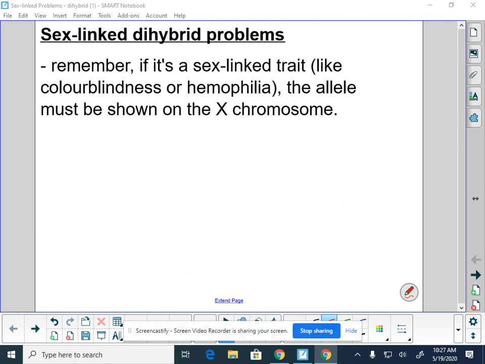In Bio 30, today we're going to do some sex-linked dihybrid problem questions, and I've got a card up here to remind me to say this. Remember, if it's a sex-linked trait, like color blindness or hemophilia, the allele must be shown as a superscript on the X chromosome. You cannot show it by itself like you would for an autosomal trait.